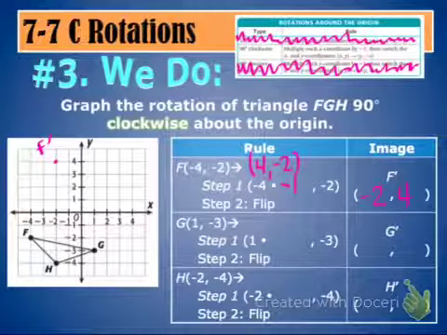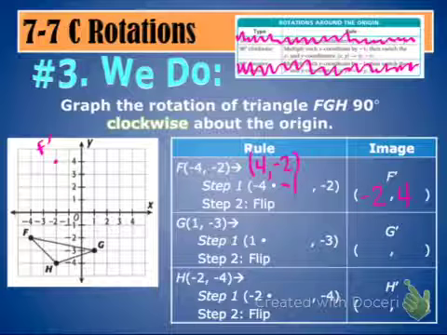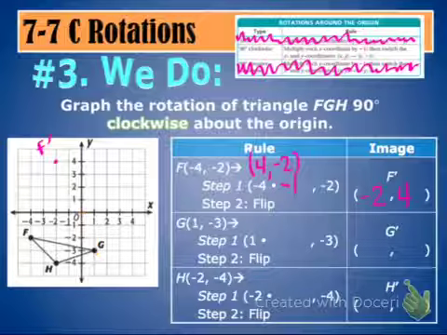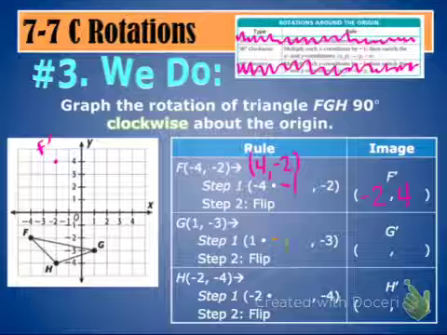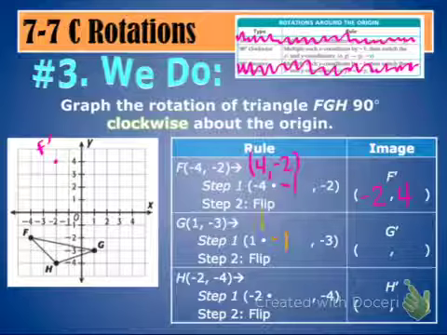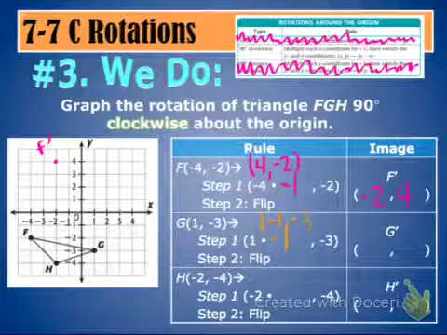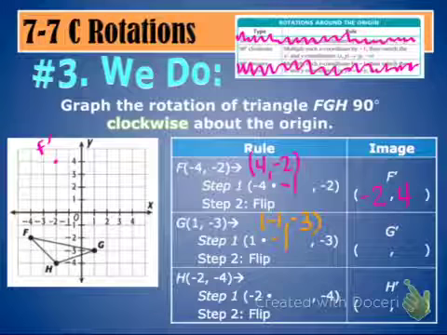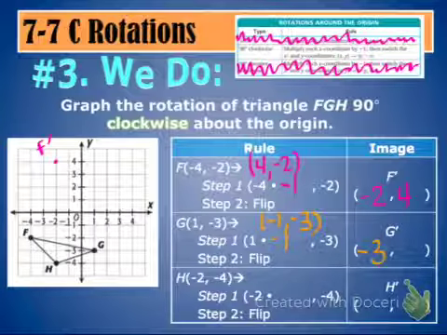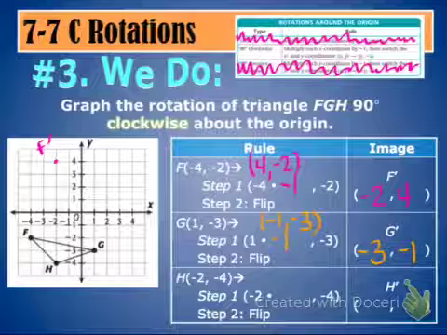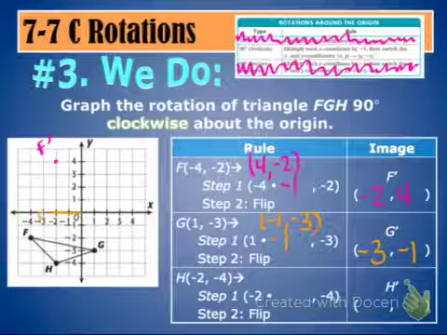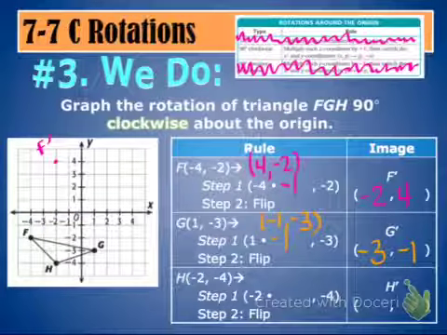Next we're going to go to G. So G is at 1, -3. We're going to first multiply 1 by -1, so we get -1, -3. But then for the second step we have to flip it. So G prime is going to be located at -3, -1. So over here I'm going to go to -3, -1, and that is going to be the location of G prime.